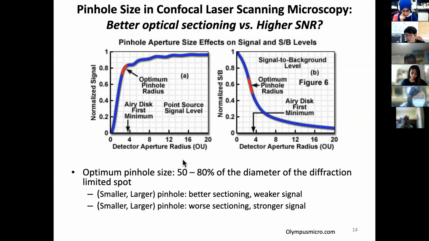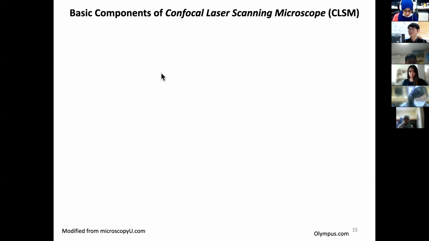So let me ask you a question. You guys now understand the first one. Let me see. So better sectioning, weaker signal, is it going to be smaller pinhole? Exactly. And the opposite, you can say larger pinhole. Okay, that's the opposing, it's a kind of trade-off, right?